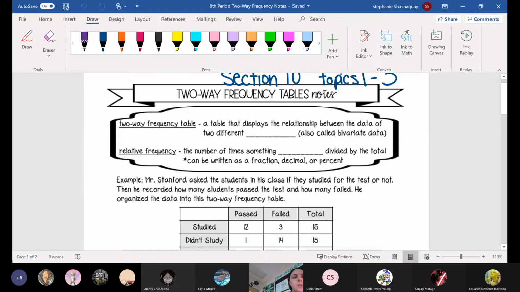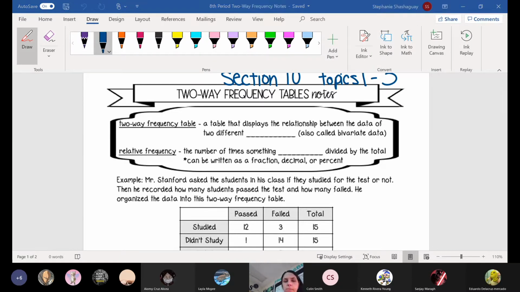Okay. So a two-way frequency table is a table that displays the relationship between the data of 2 different variables. This is also called bivariate data. Bi meaning 2, and it's because we have 2 different variables, which is why we have a two-way frequency table.